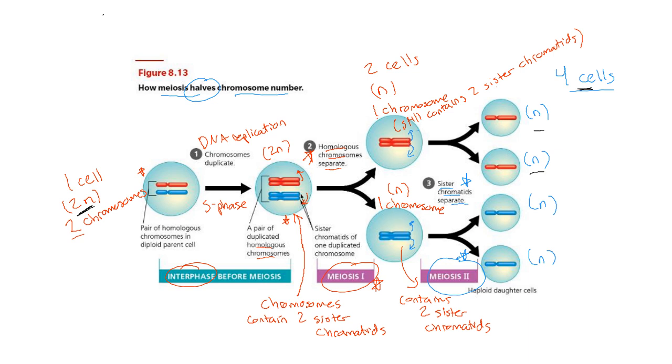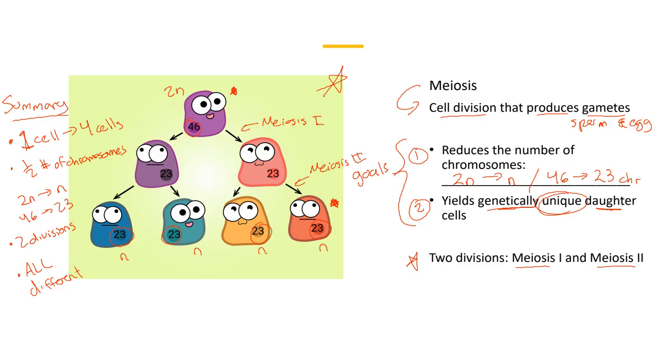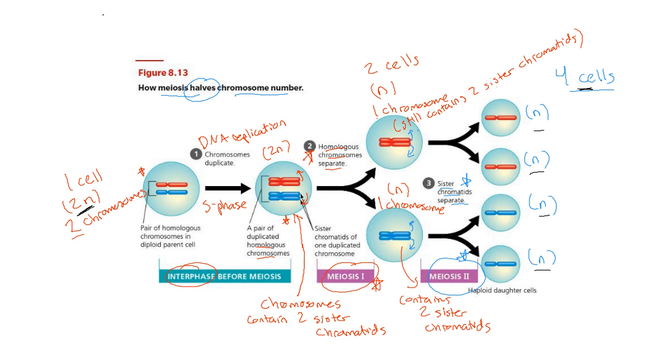Is this any different from the previous slide that I showed you? Nope, it's the same thing, except that this picture shows you that all of the cells are different. And we'll explain that later. But please make sure you understand this slide as well, because it shows you exactly how we go from, one more time, diploid to haploid, from 1 cell to 4 cells. And it also shows you at what time these chromosomes are separated.